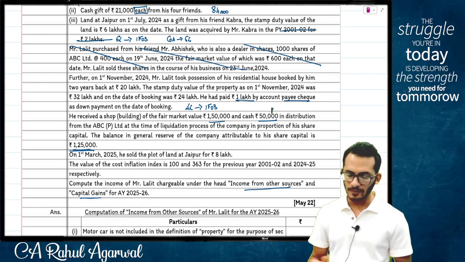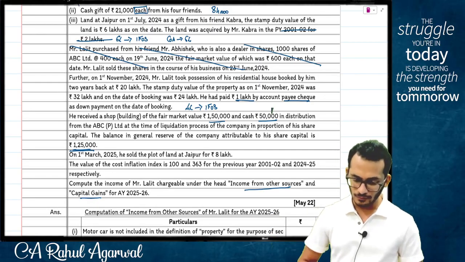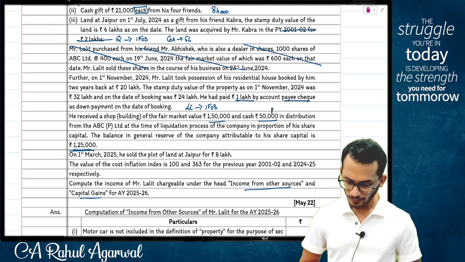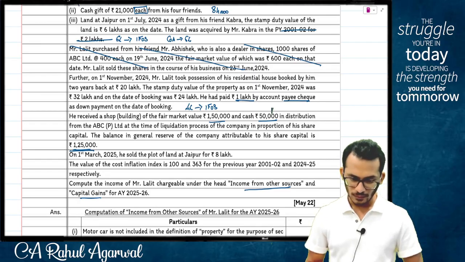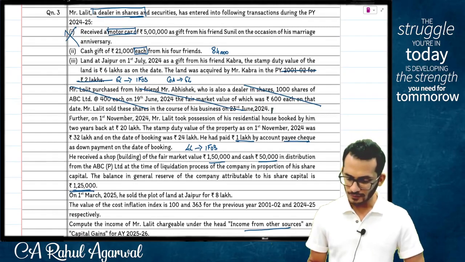For this capital gains, people, the cost of acquisition has been given to you. Has it been given to you? You should have been given it, no? They have not told you the price at which you bought the shares.